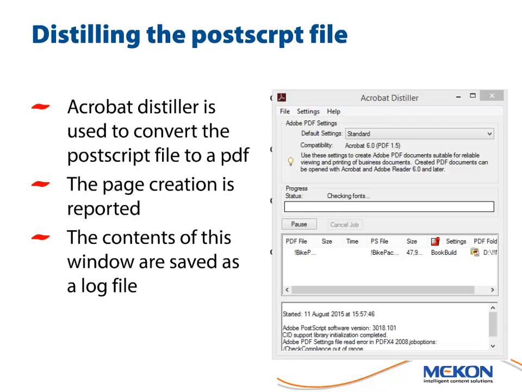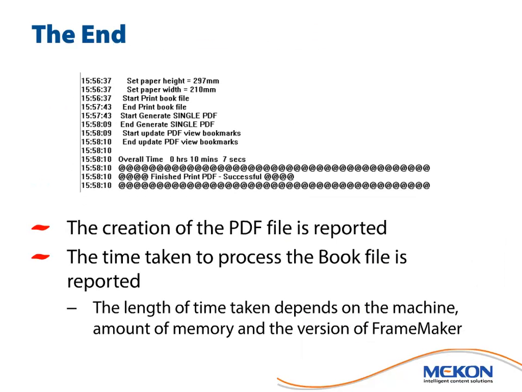The application creates a PostScript file, and once the PostScript file is completed, then that is sent to the distiller, which then converts that PostScript file into a PDF file. And as you might expect, the distiller application reports what it's doing in its log window, and it actually also saves it as a log file. When it's got to the end of the process, it then reports the fact that it's finished the PDF file. At this point, all the bookmarks are in place, and the length of the time obviously is totally dependent on the machine itself and some of the features that we'll talk about later on.